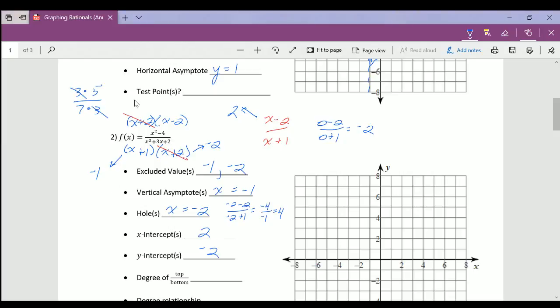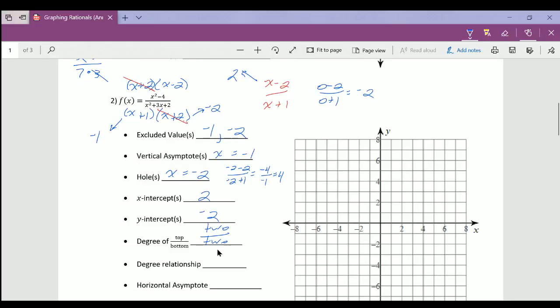Alrighty. The degrees, just look at the exponents here. The degree of the top is going to be 2. The degree of the bottom is 2. So the relationship, they are the same, same on the top as it is on the bottom. When it's the same, it's the leading coefficient over the leading coefficient. And once again, like the last time, there is a 1 that's understood to be here and a 1 that's understood to be there, you end up with y equals 1.